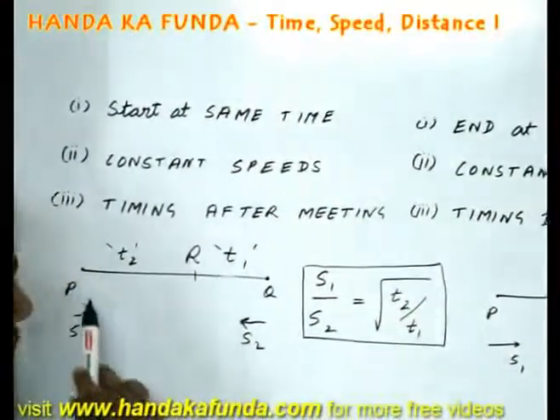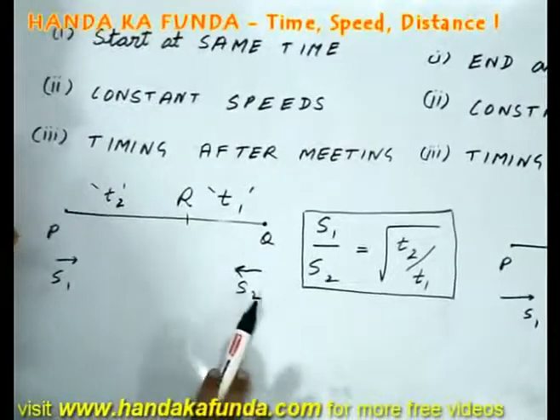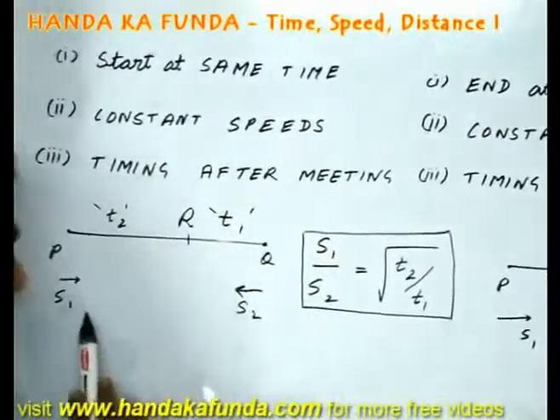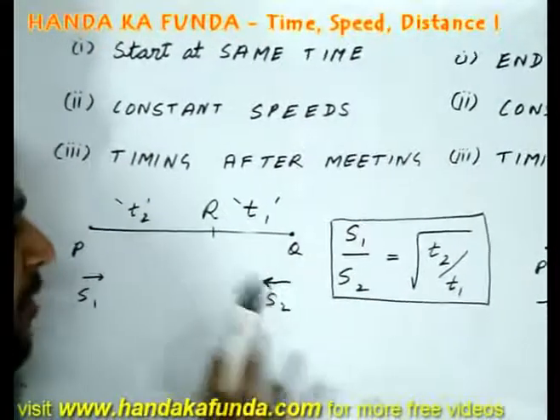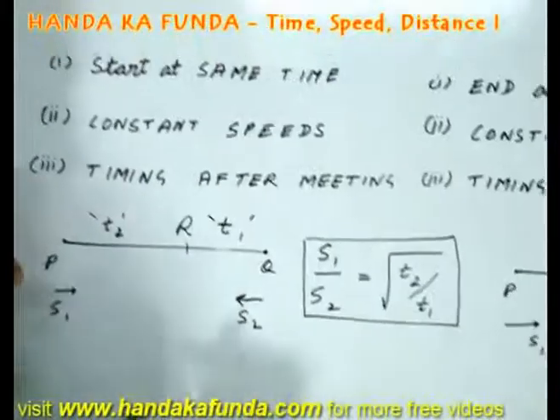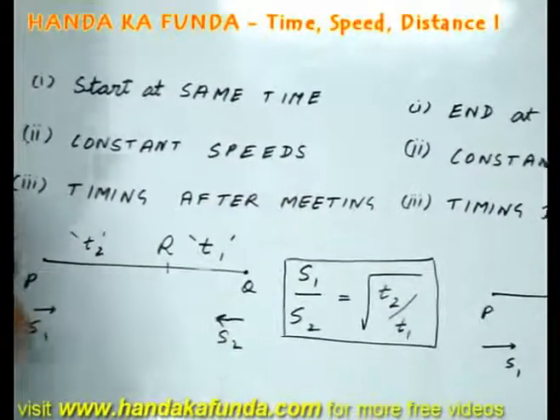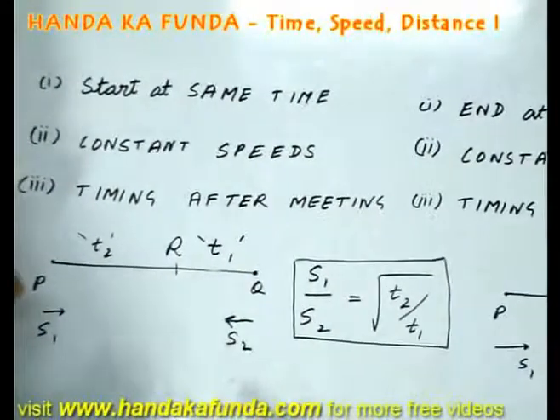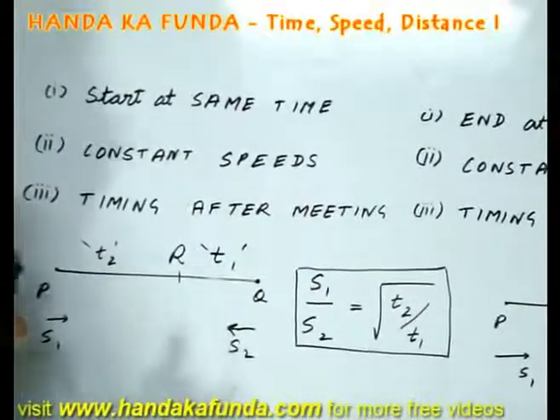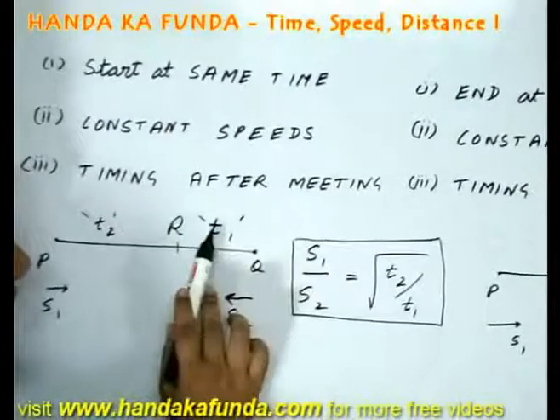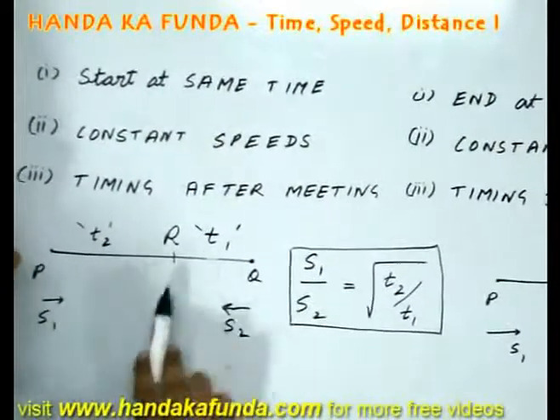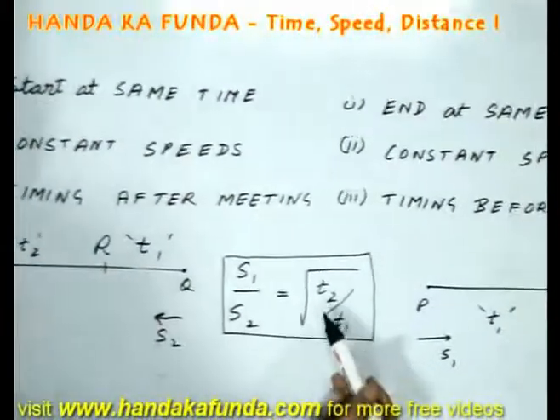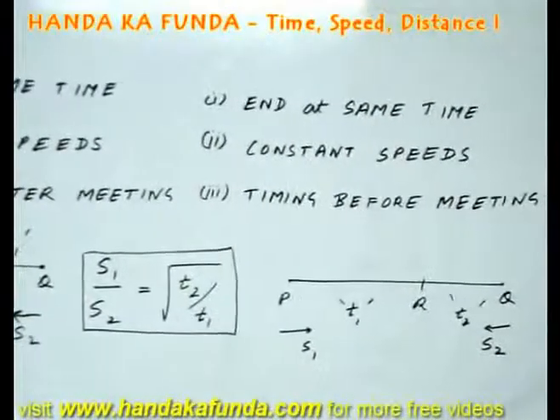Suppose there are two bodies which start from P and Q with speeds S1 and S2 at the same time. They maintain constant speeds throughout their journey. The first body is going from P to Q, the other body is going from Q to P. They meet at some point R in between, and after meeting, S1 takes T1 time to complete its journey and S2 takes T2 time to complete its journey. Please note, these timings T1 and T2 are for S1 and S2 and they are after the meeting timings. In that case, S1 by S2 will be given by root of T2 by T1.